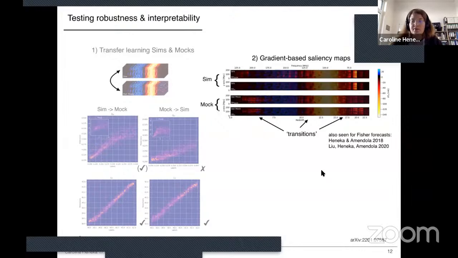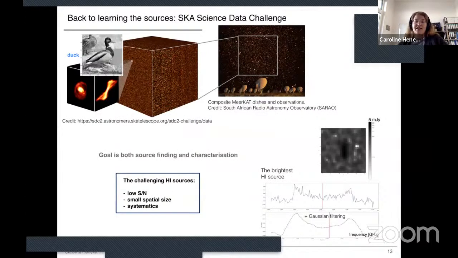Which in a way is good because it matches our expectations, at least in the presence of noise. So as a last quick point, I would like to come back to the sources actually. This is at low redshift now, at something around 0.5 in redshift. And we now want to detect objects in our, again, 3D data structures of H1 or the 21 centimeter signal.